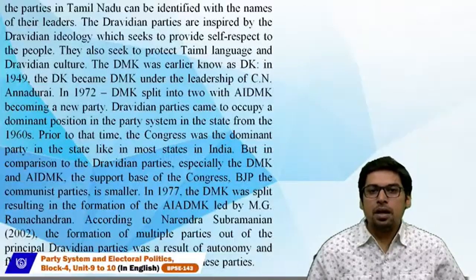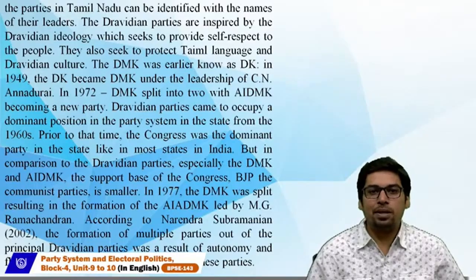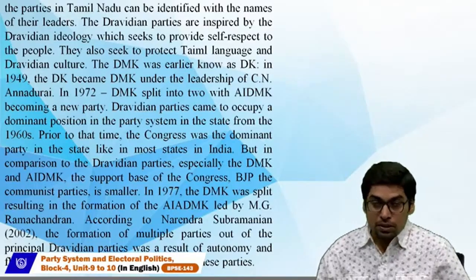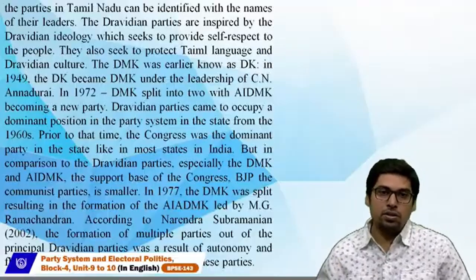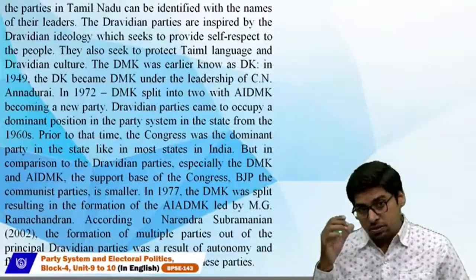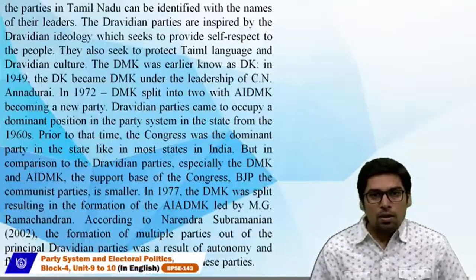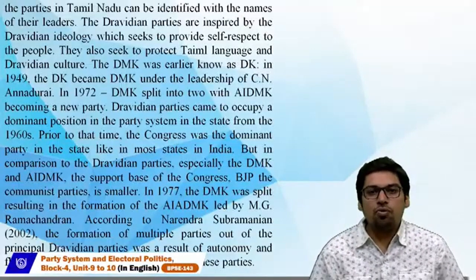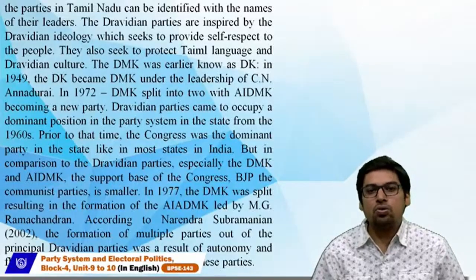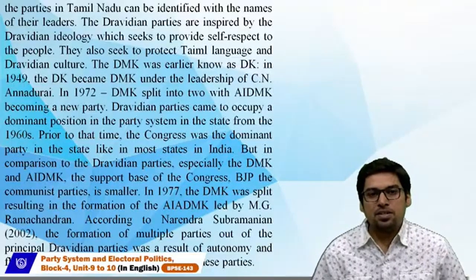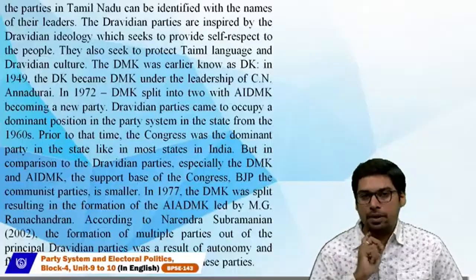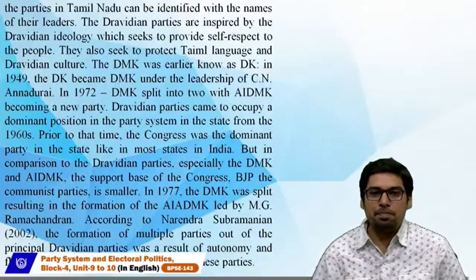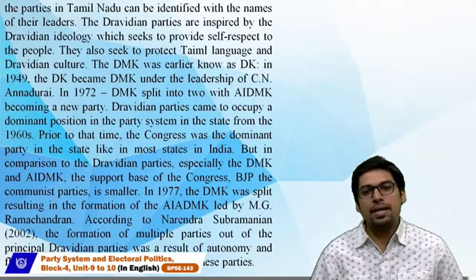Dravidian parties came to occupy a dominant position in the party system in the state from the 1960s. They also represented Lok Sabha and assembly elections. They represented major seats. Prior to this time, the Congress was the dominant party in most states in India, but it was compressed by the Dravidian parties, especially the DMK and the AIADMK. The support base of Congress, BJP and the Communist parties became smaller in 1977.